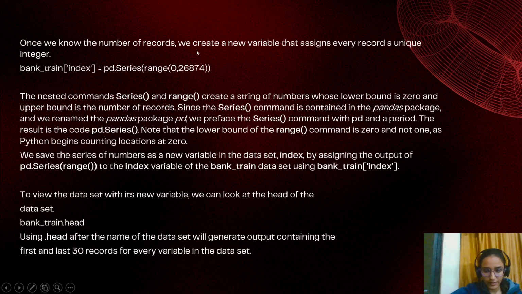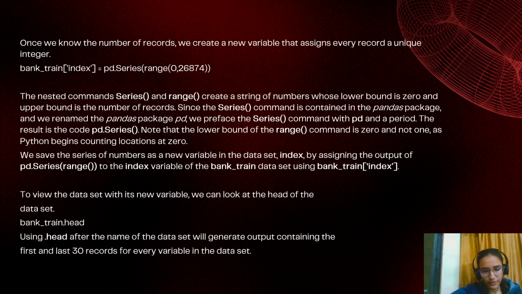We need to create a new variable that assigns every record a unique integer. So we will write this using the series and range functions. Both are nested. That is, the nested commands series and range create a string of numbers whose lower bound is 0 and upper bound is the number of records. Since the series command is contained in the pandas package and we renamed the pandas package pd, we preface the series command with pd and a period. The result is the code pd.Series. Note that the lower bound of the range command is 0 and not 1, as Python begins counting locations at 0.